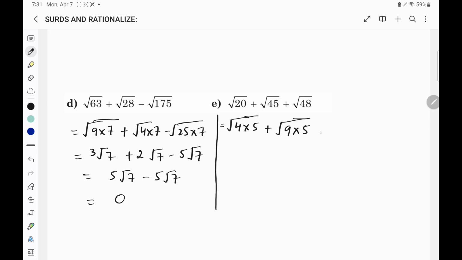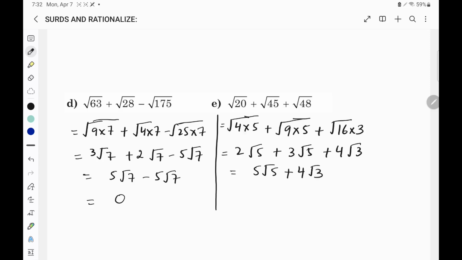And then 48 is 16 times 3 is 48, plus 16 times 3 is 48. So 2 square root 5, 3 square root 5, 4 square root 3. Okay, you can see that in the 3 terms and the 2 terms, the square root 5 is the same. So 2 plus 3 is 5 square root 5, and plus 4 square root 3.